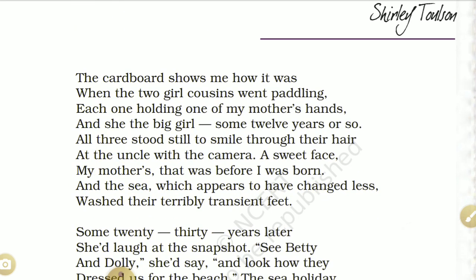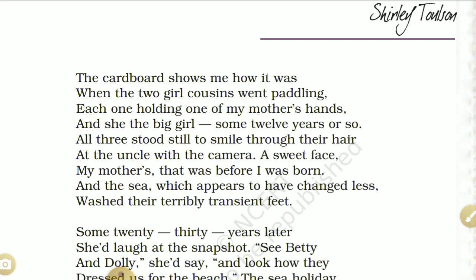Now, particularly in the first stanza, we'll find the first stage of time. The cardboard shows me how it was when the two girl cousins went paddling. Here, cardboard. Actually, on this cardboard, the photograph of the poet's mother was pasted, and the poet was seeing the photograph, and at that time the poet could see the past. When the two girl cousins went paddling, each one holding one of my mother's hands. Now let us know the meaning of paddling. Paddling means walking through shallow water.